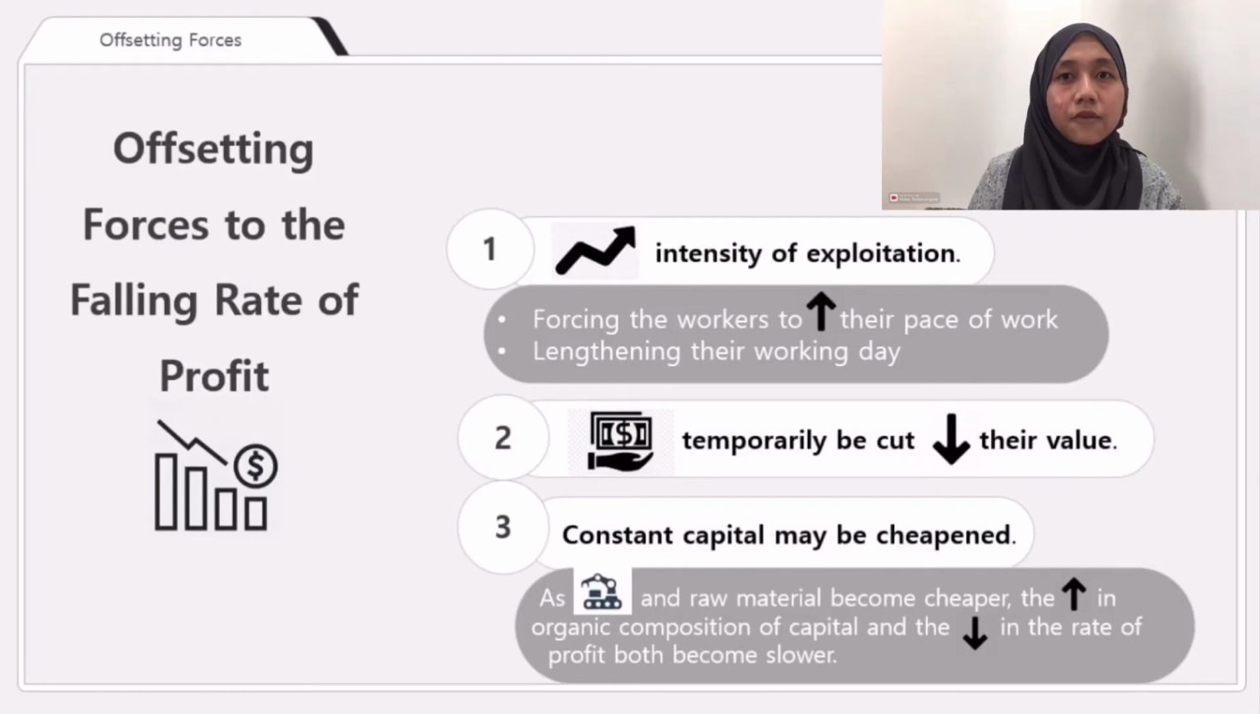Marx perceived certain offsetting forces to the falling rate of profit. First, the intensity of exploitation S prime can be raised by forcing the workers to increase their pace of work or by lengthening their working day. Second, wages temporarily may be cut below their value. Third, the constant capital may be cheapened. The ratio of constant capital to labor is a value relationship, and as machinery and raw materials become cheaper, the rise in the organic composition of capital and the fall in the rate of profit both become slower.